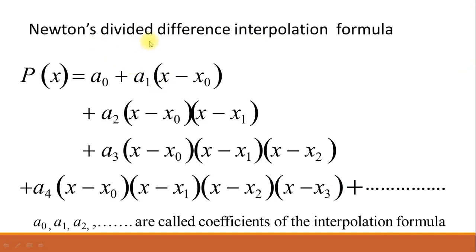Now, Newton divided difference interpolation formula is given by P of x is equal to a naught plus a1 into x minus x naught plus a2 into x minus x naught into x minus x1 plus a3 into x minus x naught into x minus x1 into x minus x2 plus a4 into x minus x naught into x minus x1 into x minus x2 into x minus x3 plus and so on, where x0, x1, x2, x3 and so on are given points, and a0, a1, a2, a3, a4 and so on are called coefficients of the interpolation formula.